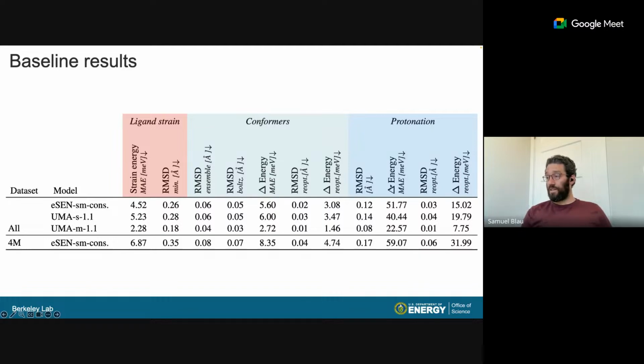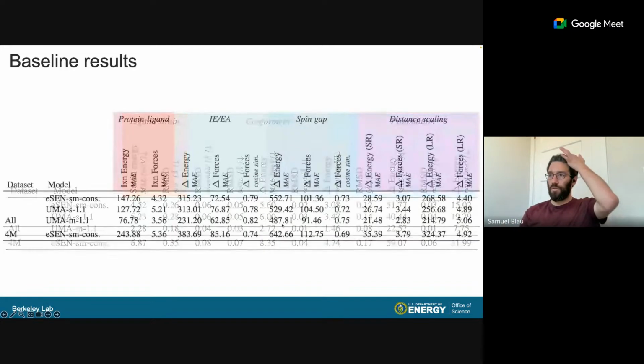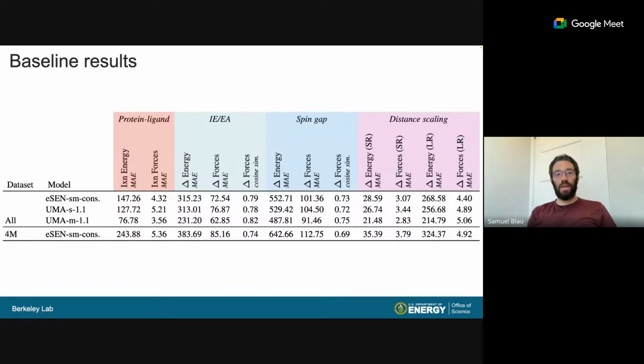For protonation, the delta energy numbers are now a bit bigger, 22 meV, not enormous, but bigger, showing that the influence of charge and protonation is a bit more challenging and there's a bit of room for improvement in the models going forward. But the room for improvement really gets much more clear and much larger for these other tasks. So for protein-ligand interaction, we're now at an energy error of 76 millielectron volts, which is quite large, quite a bit of room for improvement. And especially much more room for improvement for this ionization energy, electron affinity, and spin gap.